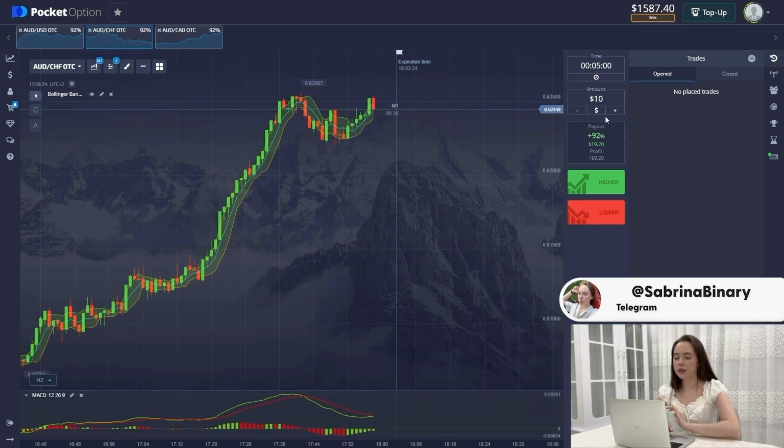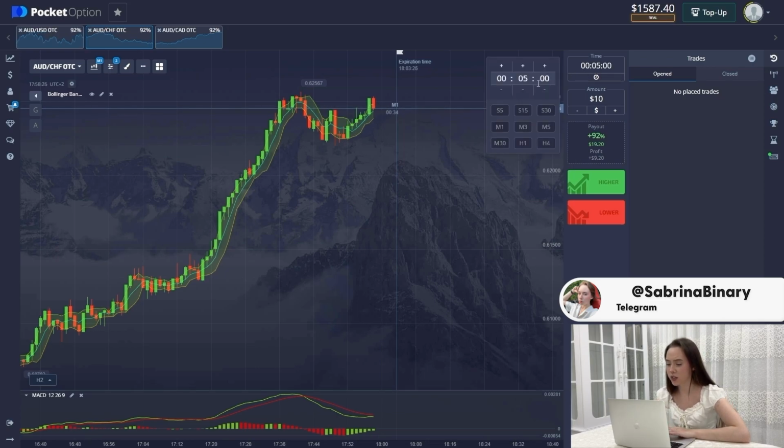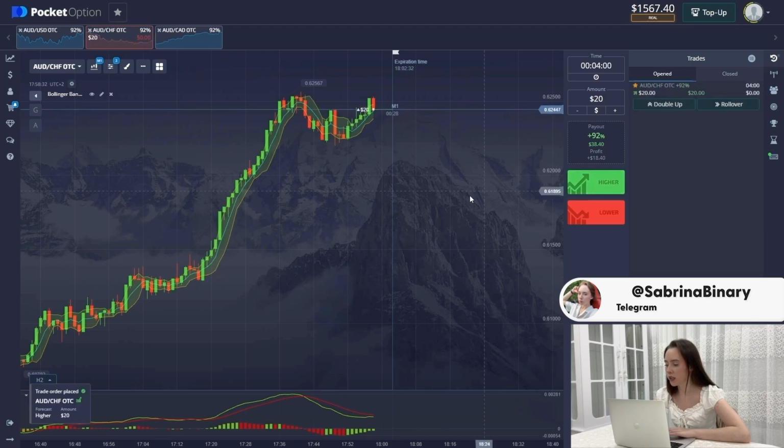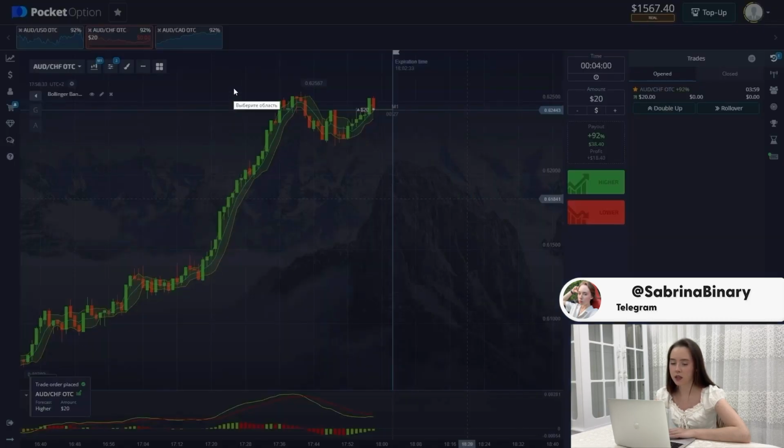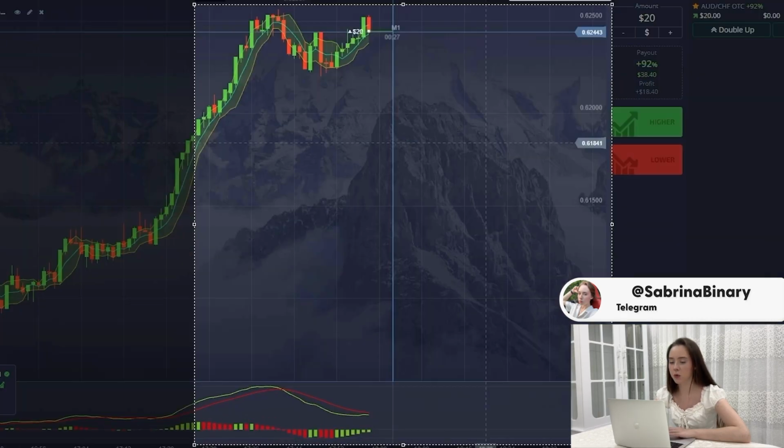Okay, and this currency pair is perfect for us, so I will immediately put the time frame on a smaller time and open a deal already for $20. And of course, in our case, it's better to open a deal to increase the price. And now I will explain everything to you.